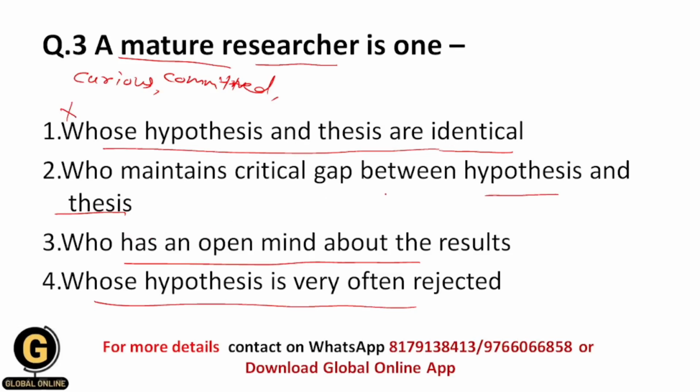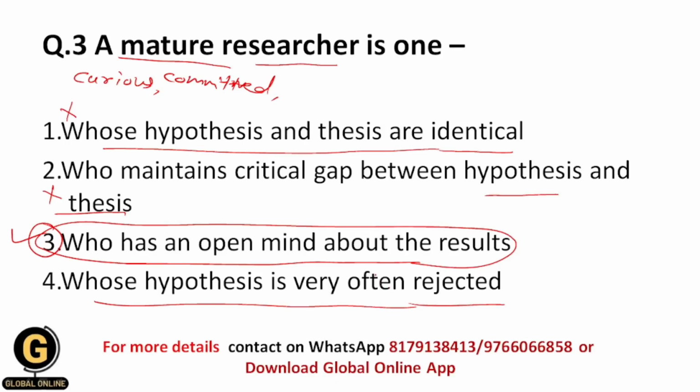Who maintains a critical gap between hypothesis and thesis, so there is no logic in this, and that's why this is incorrect. Who has an open mind about the results, yes, this is the correct answer, because a mature researcher should be open minded about the results. That means he should be able to gain more and more knowledge, he should be eager for knowledge, and he should respect others' knowledge, and that's why he should be open minded. And whose hypothesis is very often rejected, whenever a researcher's hypothesis is often rejected, then that won't be a mature researcher. So this is also incorrect, so the correct answer is 3.